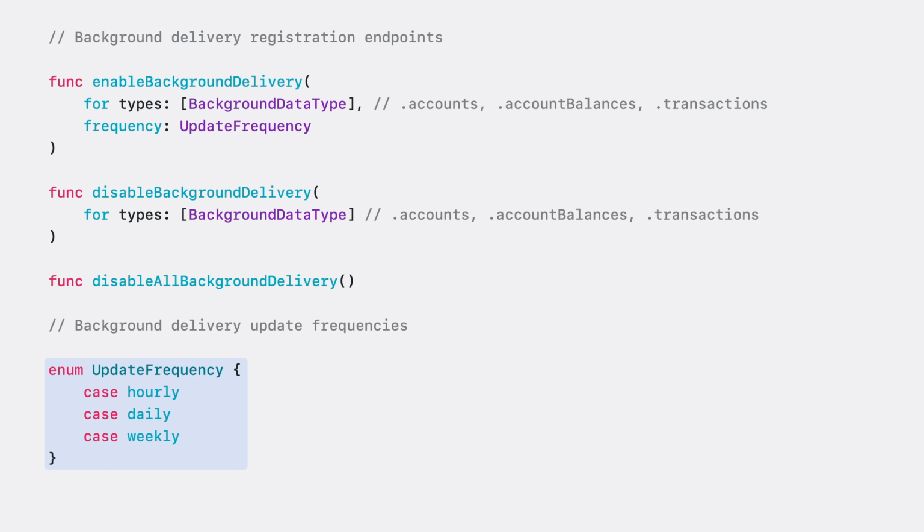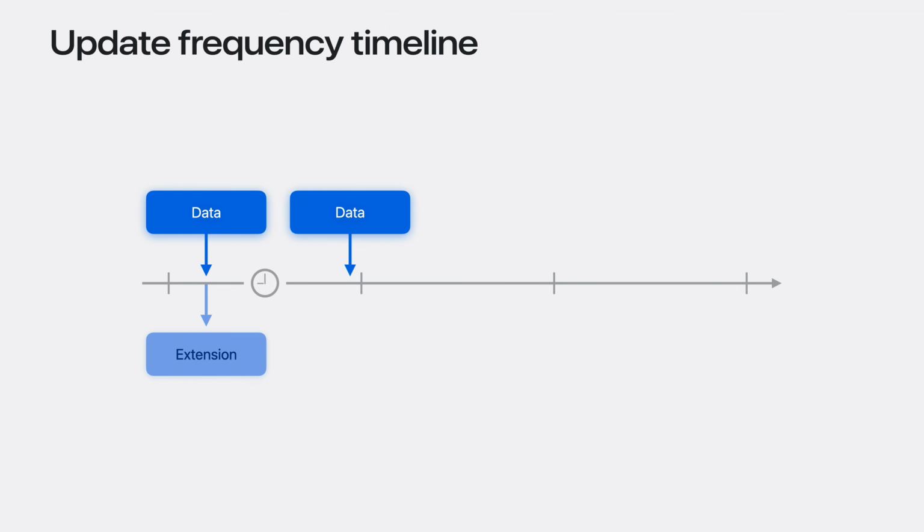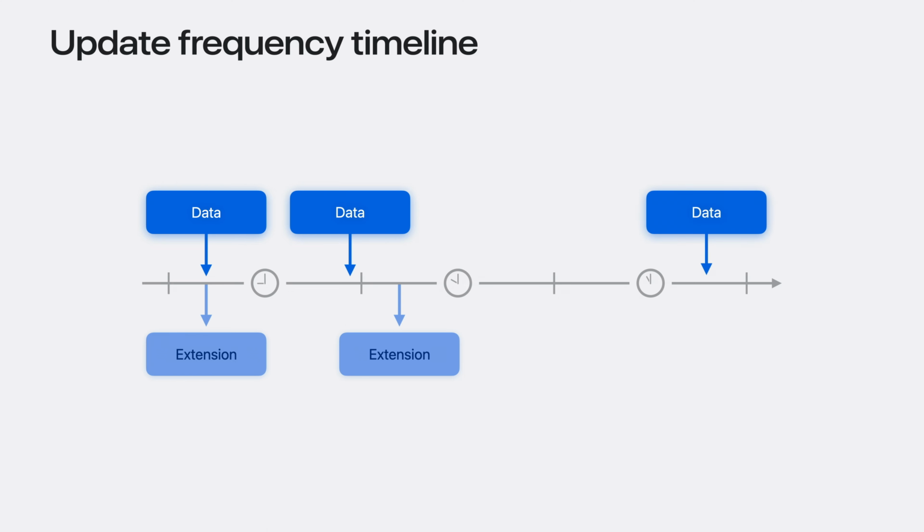These represent the expected minimum interval between extension launches, and if no data changes, your extension won't be called. For example, if you select an hourly window, your extension may be called right after data changes, but if data changes within the subsequent hour, your extension won't be called again until that hour has elapsed. If more than an hour has passed since the last extension call, your extension will be called the next time data changes. The window of time for your extension to process data is larger for longer update frequencies, so make sure to choose an appropriate one for your use case.